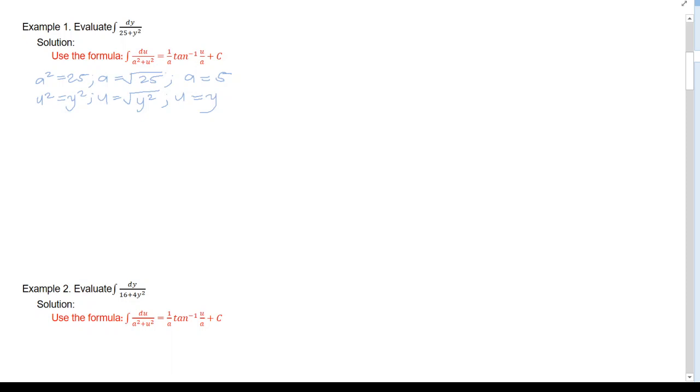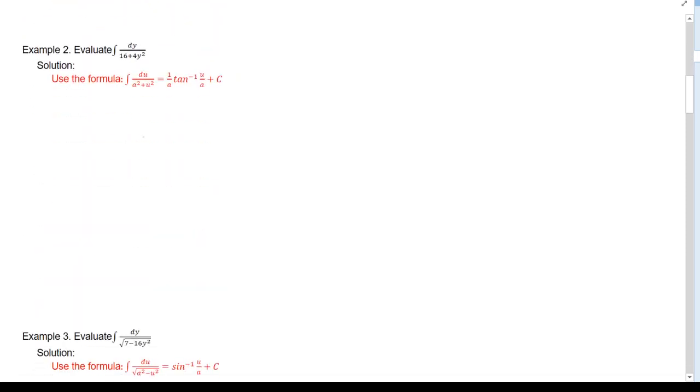Substituting the values there, since the derivative of u, which is y, is dy, it satisfies the numerator of the equation. So answering this one, let us use the formula 1 all over a, which is 5, arctangent of u, which is y, over a, which is 5. So that is plus c. That is the final answer for that integral.